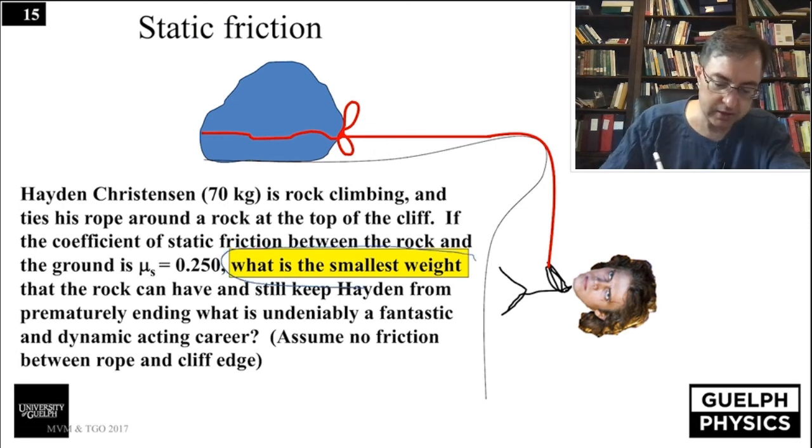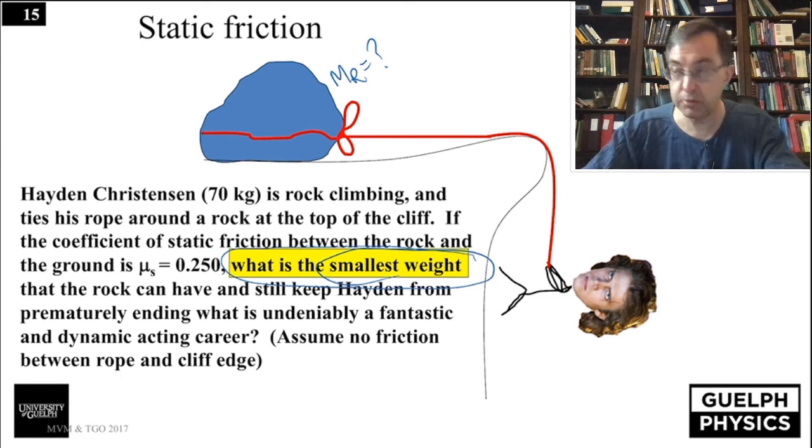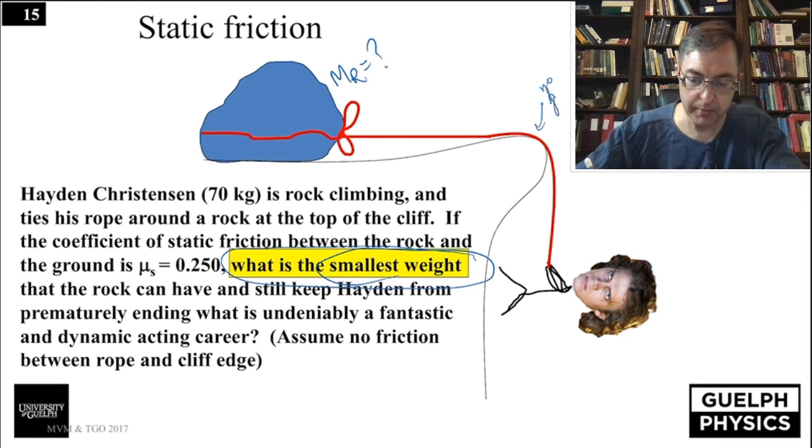Okay, so this is what it's asking for: the smallest weight that the rock can have, and still keep Hayden from prematurely ending what is undeniably a fantastic and dynamic acting career. And assume there's no friction between the rope and the edge of the cliff.